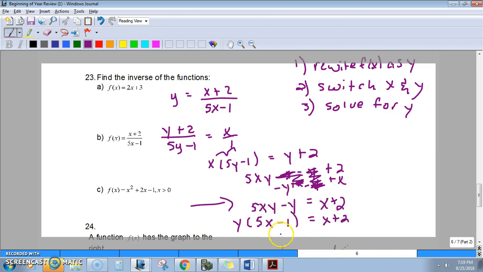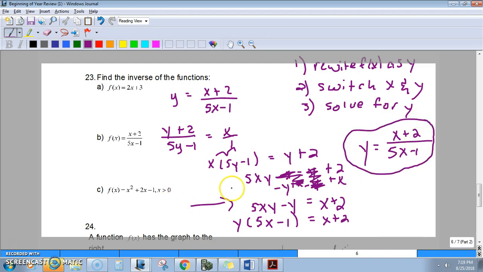Then to get y by itself, I just divide both sides by 5x minus 1. So y equals (x plus 2) over (5x minus 1). Don't make it any harder, just leave it like this. That's the inverse. And technically you should write it as f inverse of x instead of leaving it as y equals. That means the inverse of our original f of x is equal to what we just figured out.